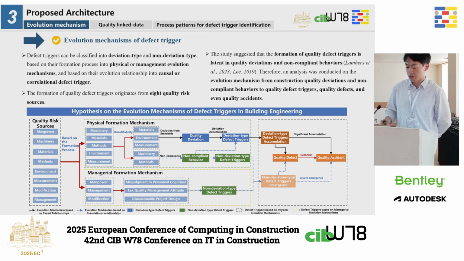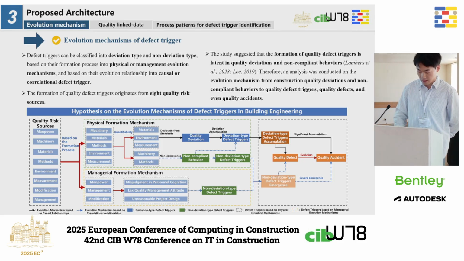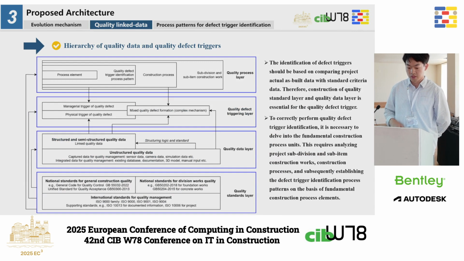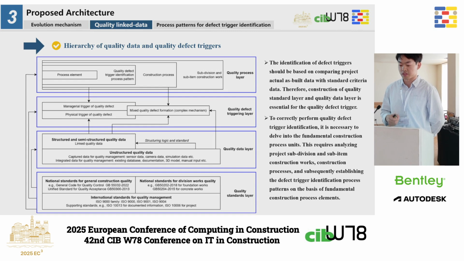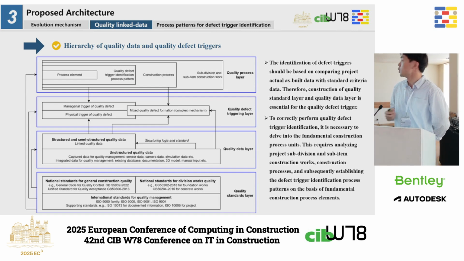So an analysis was conducted on the evolution mechanism from construction quality deviations and non-competent behaviors to quality defect triggers, quality defects, and even quality accidents. Then the hierarchy of quality data and quality defect triggers was analyzed. The identification of defect triggers should be based on comparing project actual as-built data with the standard criteria data.